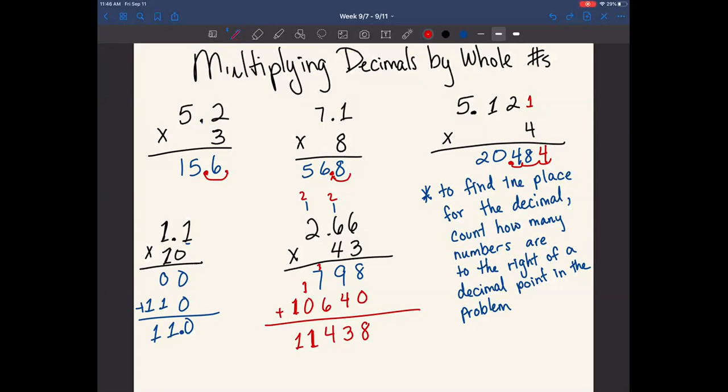Is that my full answer? Am I done? No, you forgot the decimal. So I have to do my decimal. So between what 2 numbers? Put it in the chat. What 2 numbers is my decimal place going to go?